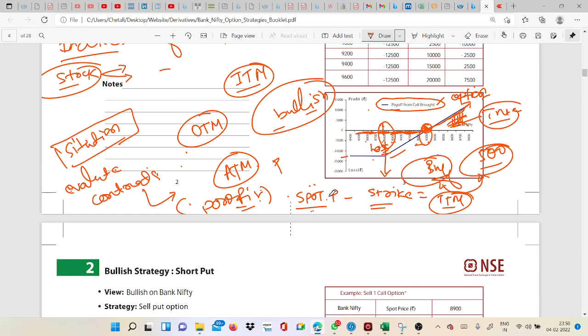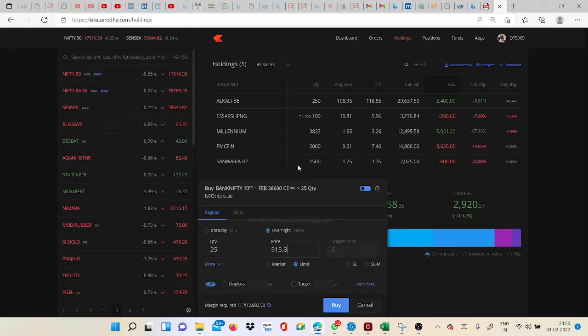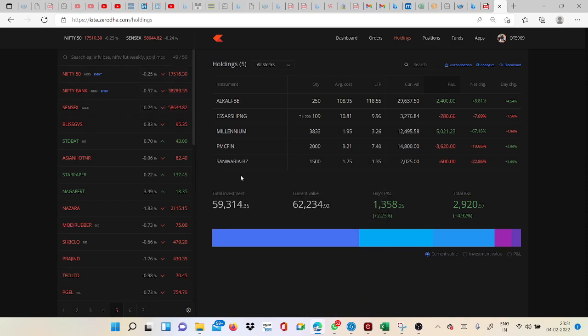This is how it works while selecting options. Let's say the market price is something different, 38,789, and the option we are looking for is the 3860 CE call option. So in this case we are selecting an in the money call option. Okay, in the money.